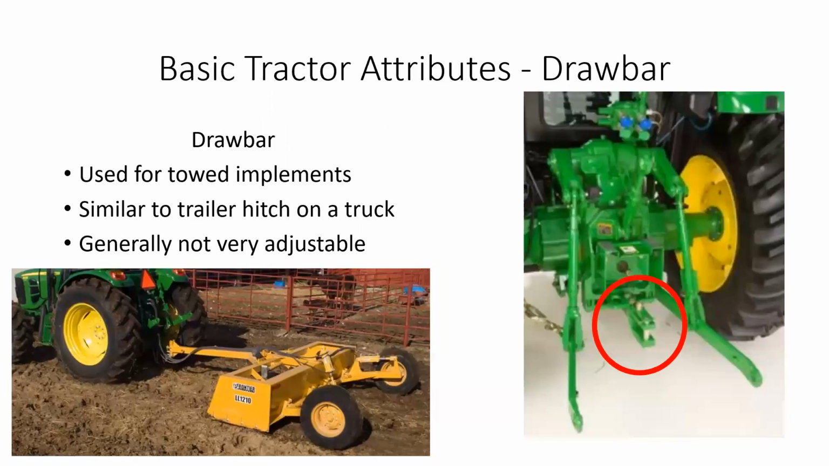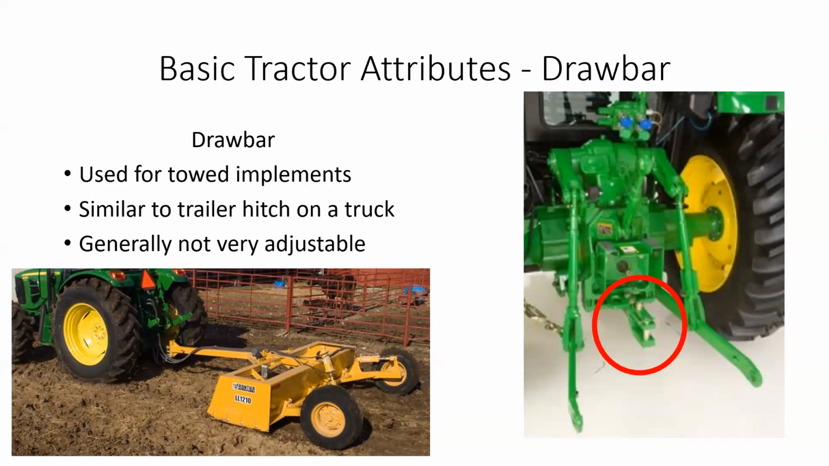So as we get into these, these are modern tractors, brand new today, and we'll talk about how we use them. One of the most basic things that we're going to use the tractor for is to use the drawbar to tow things around. So the drawbar is used for towed implements, kind of like this picture down here in the bottom of the screen that's pulling a box scraper. We'll talk about what that is later.